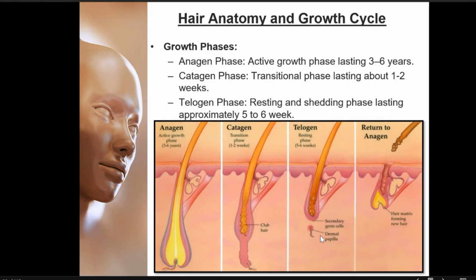This is the picture of the telogen phase. This is the resting phase. You can see it lasts for 3 to 6 weeks. And after that, it is converted into the anagen phase, so there is new growth of the cells. So this is the cycle you can see throughout the growth of the hair.